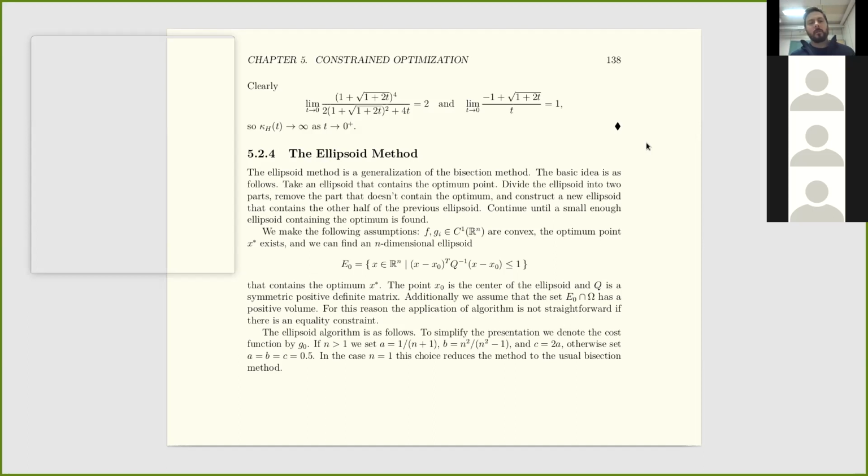So if there is an equality constraint, this algorithm doesn't work like this. It's very hard to consider how this would work if we have an equality constraint. So think of these as having only inequality constraints. And the algorithm works as follows. Let's take G as all those functions. For simplicity of presentation, the cost function F is given as G0. So it's the 0th constraint, if you will.